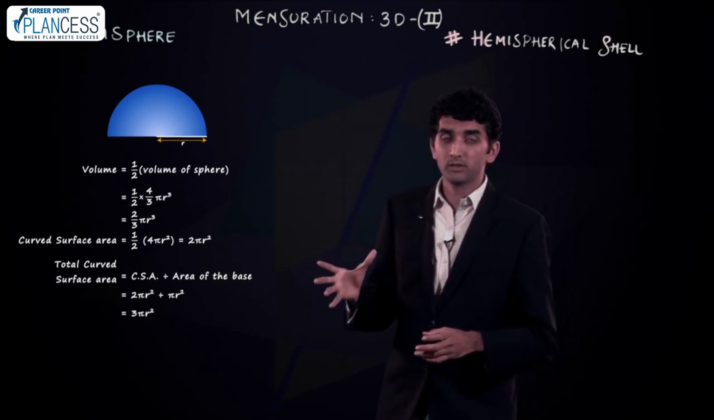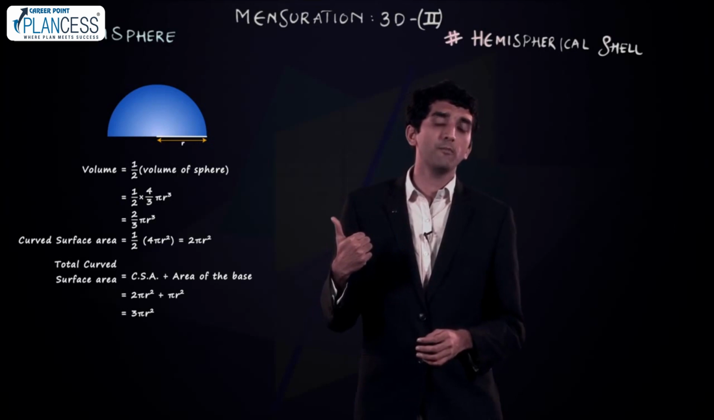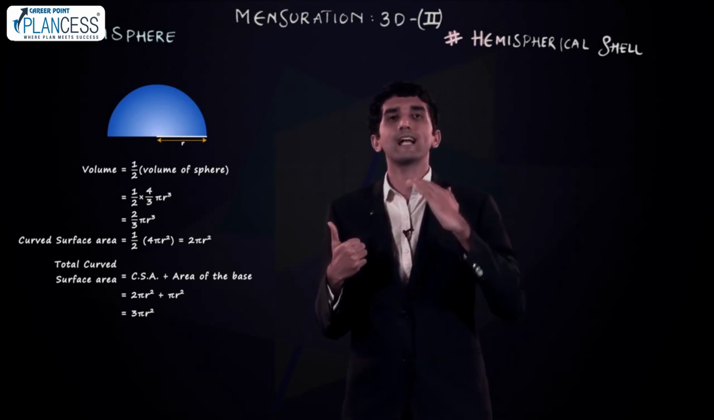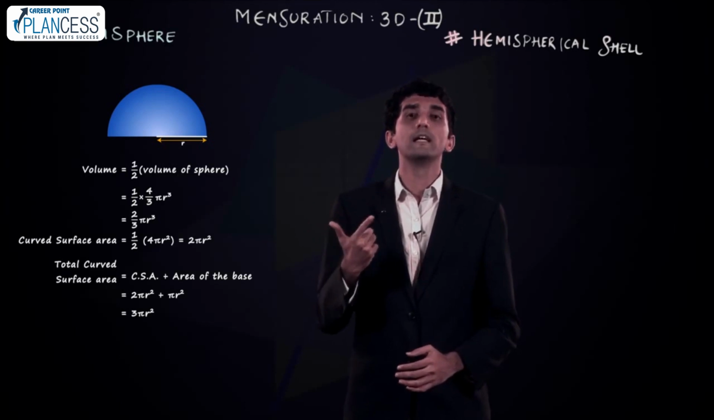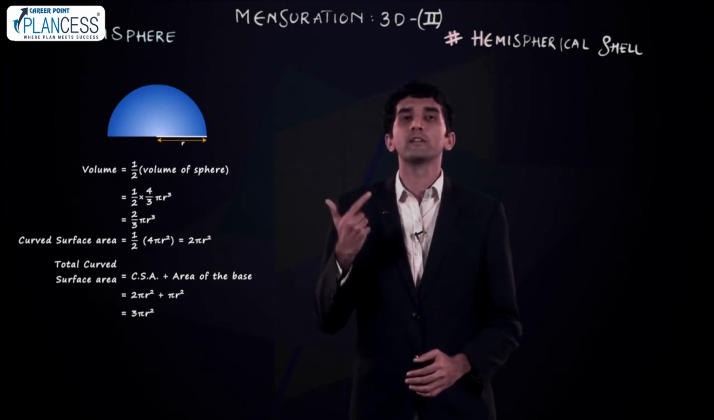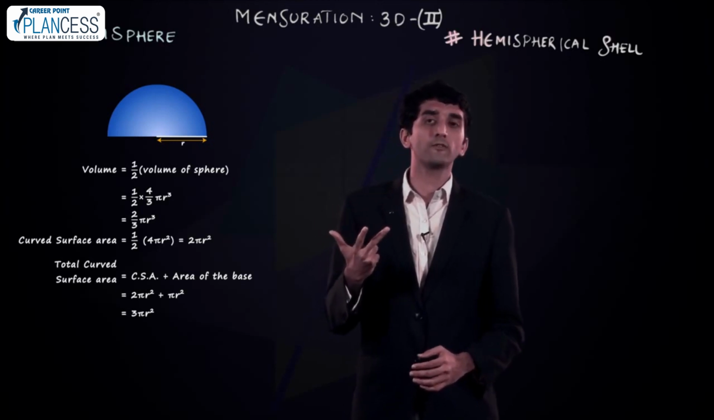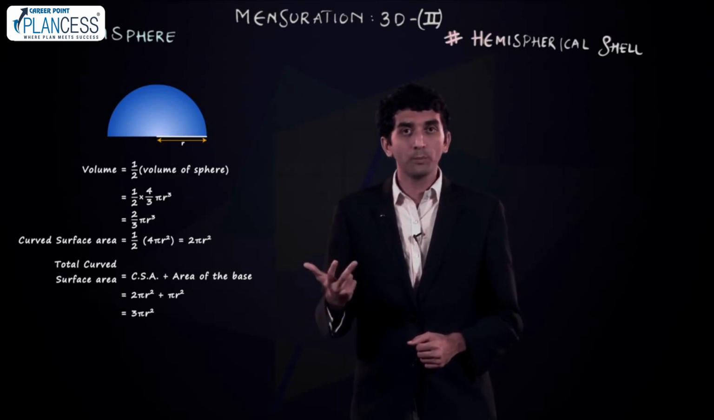So these are the important things that we should know about a hemisphere. One, the hemisphere is nothing but exactly half of a sphere. Two, the volume of a hemisphere is half that of a sphere, which is 2/3 pi r cube. Three, the curved surface area of a hemisphere is half of that of a sphere, which is equal to 2 pi r square.